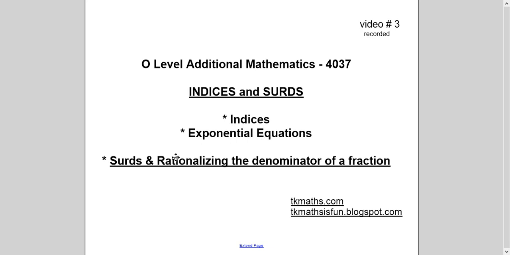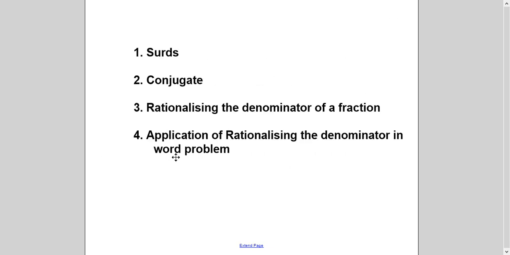So let's begin with surds and rationalizing the denominator of a fraction. This is the topic, and in this video, we will cover these concepts: surds, conjugate surds, rationalizing the denominator of a fraction, and application of rationalizing the denominator in word problems. So these 4 concepts we will study further in the topic.